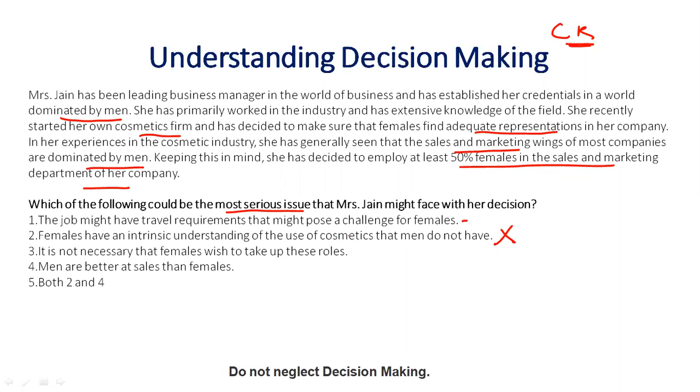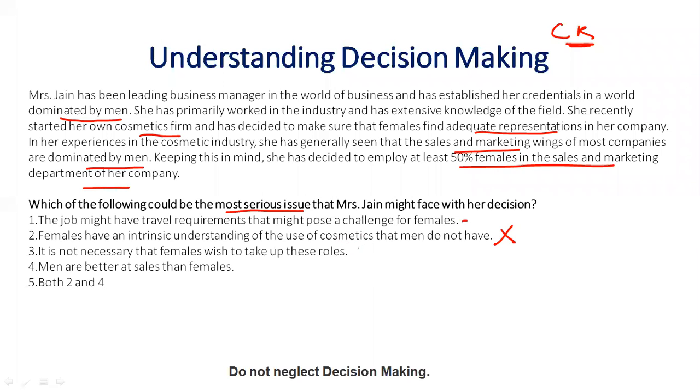Third is it is not necessary that females wish to take up these roles. Okay. Option 3 तो काफी न्यूट्रल स्टेटमेंट है, राइट? कि it is not necessary that females wish to take up these roles. So I don't think that it is providing any sort of conclusive evidence against the argument. It is just saying कि ठीक है तुमको फीमेल चाहिए, बट ऐसा हो सकता है कि फीमेल को रोल नहीं चाहिए, राइट? बट दिस कैन ऑल्सो बी ट्रू फॉर मेल, राइट? कि मेल को रोल नहीं चाहिए.